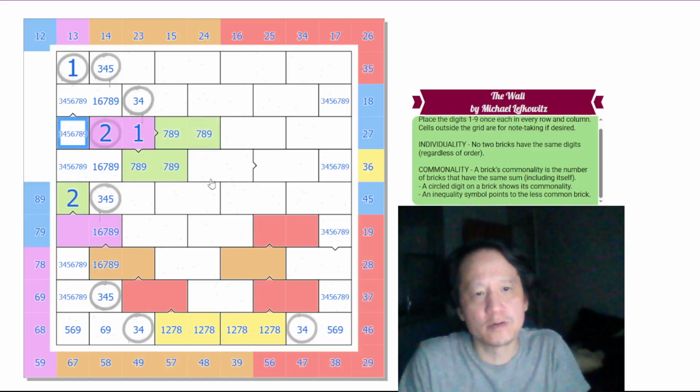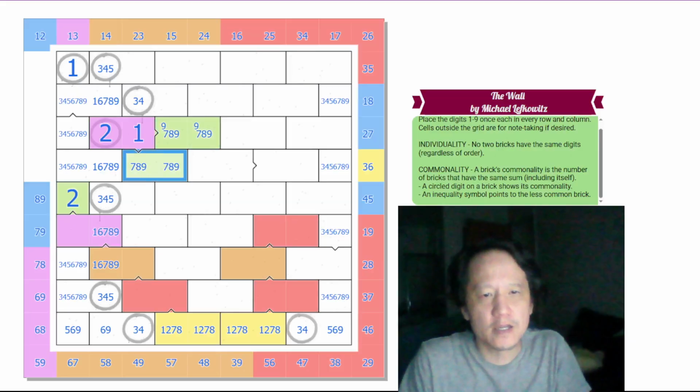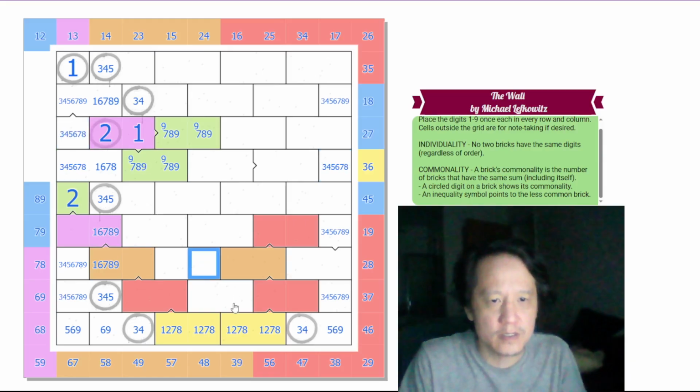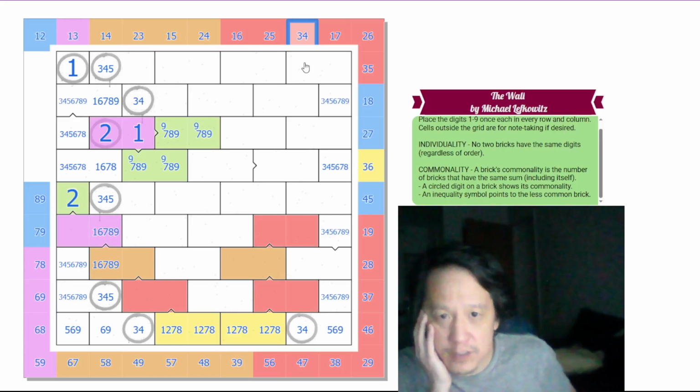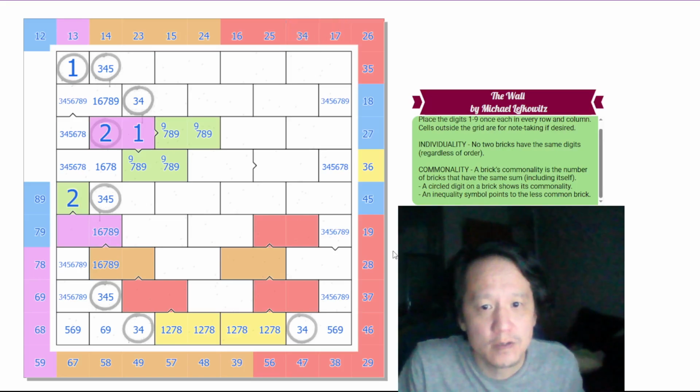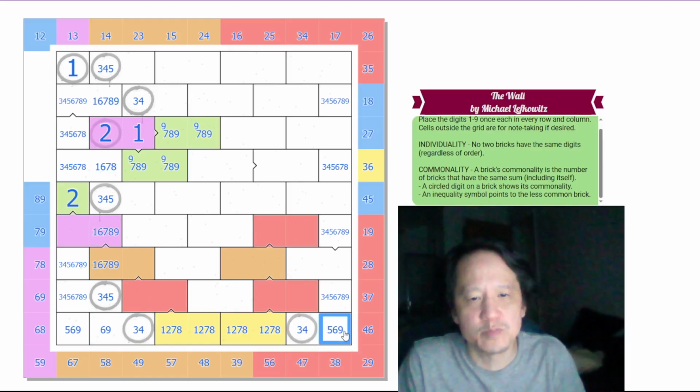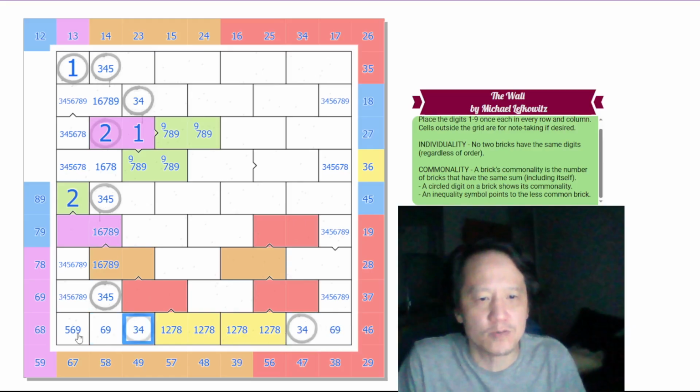So 9 has to be here. 9 has to be one of these, so these cannot be 9. This can't be 9, this can't be 9. The 4 commonality 2-cell cage is not 3, because we already have a 3, 4 pair. So it's either 6 or 7. And it can't be 7, so it must be 4, 6. So this must be 3, 4, and 6, 9 here, which means this can't be 6 or 9.